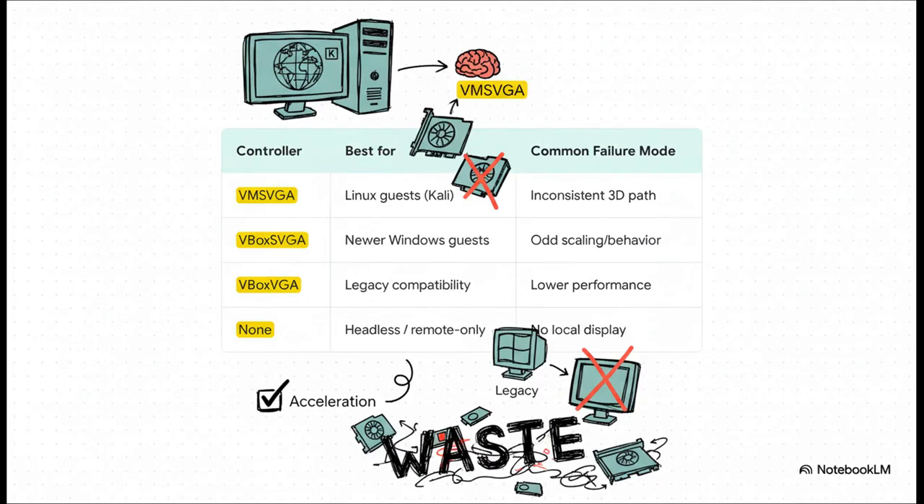Now, I know a lot of people's first instinct is to start swapping graphics controllers. But for this specific issue, it's usually a waste of time. For a modern Kali install, VMSVGA is the right default. The controller isn't the problem, it's the acceleration setting on that controller. The other ones are for totally different use cases, like Windows guests or old legacy systems. So just stick with the default and focus on that 3D toggle.